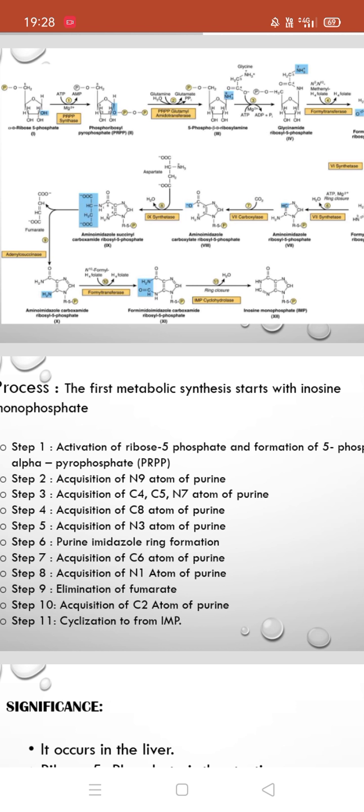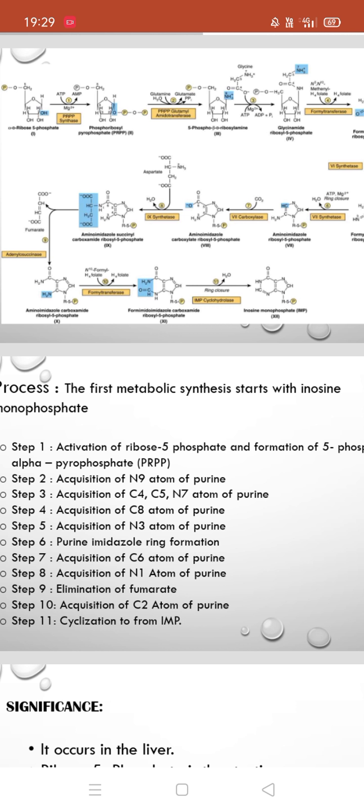Amino group of 5-amino-imidazole-4-carboxamide riboside reacts with N10-formyl tetrahydrofolate to form 5-formamido-imidazole-4-carboxamide riboside in the presence of 5-amino-imidazole-4-carboxamide riboside transformylase enzyme. This reaction is also known as formylation.